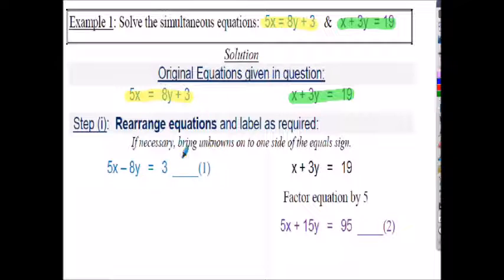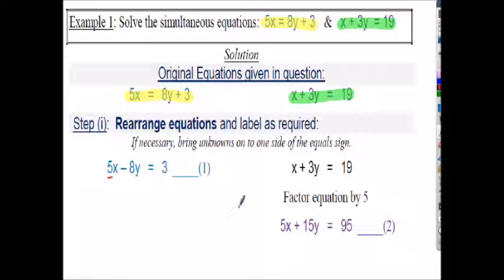All I'm going to do is subtract the 8y from both sides of the equation. So I end up with 5x minus 8y is equal to 3. And I've called that equation 1 just to give it a label. So what I'm basically doing there is getting the x and y terms onto the left hand side of the equation. The second equation given in the question is in the right format. But if I want to use the elimination process, I need to get the coefficients associated with either the x or the y terms to be the same. Now in this particular question, the coefficient associated with the x term for equation 1, as I've labelled it, is 5.